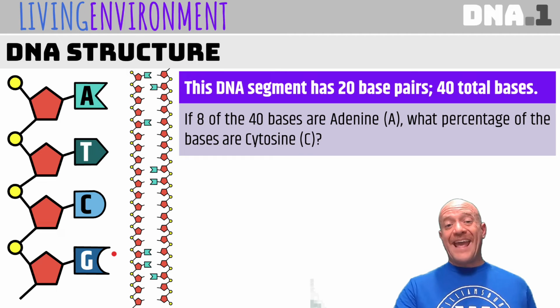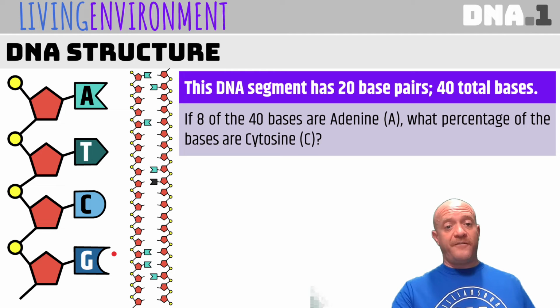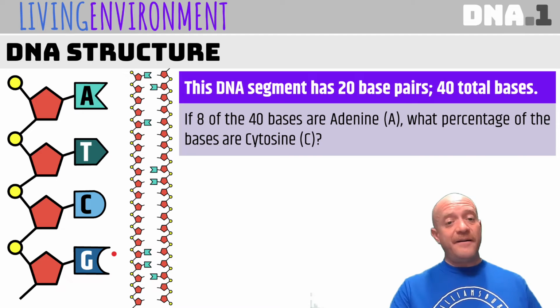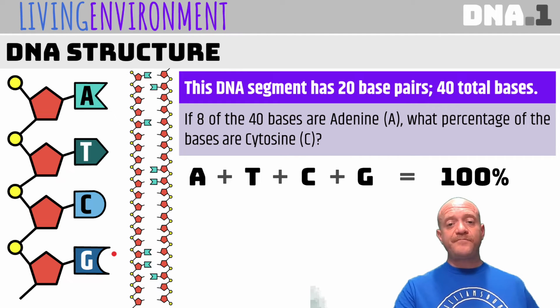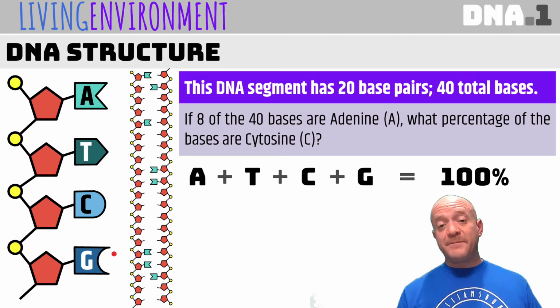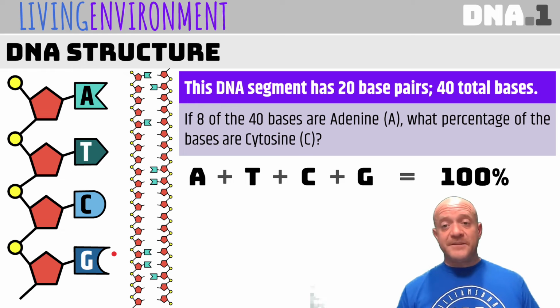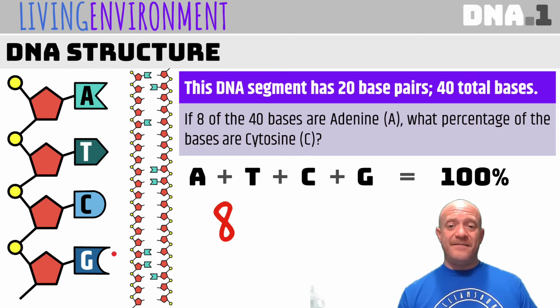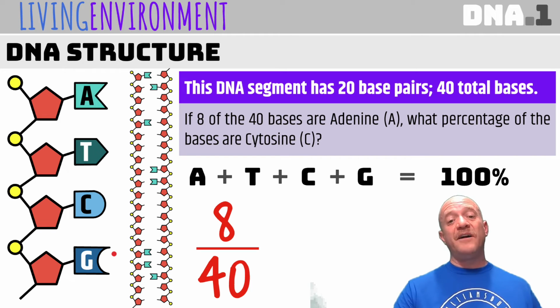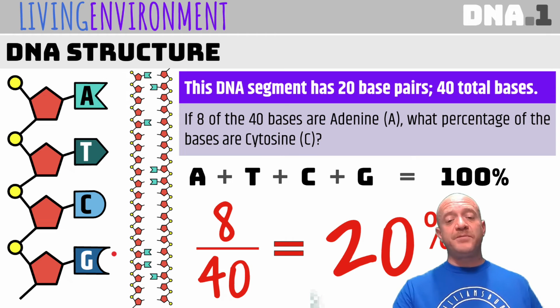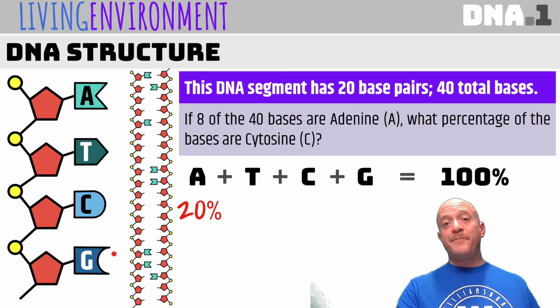So just to review, these are the A's, and we have 1, 2, 3, 4, 5, 6, 7, 8. 8 of those bases are adenine. So when we have these types of problems, we need to figure out a percentage. So you have A plus T plus C plus G is going to yield 100%. So the A is 8 out of a total of 40. So when we calculate this percentage, it is 20%. In a calculator, 8 divided by 40 times 100 is 20%. So that means that 20% of the bases are A.